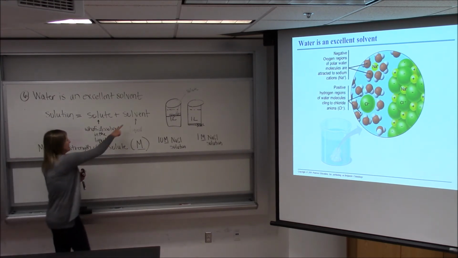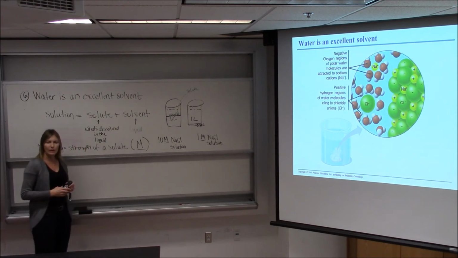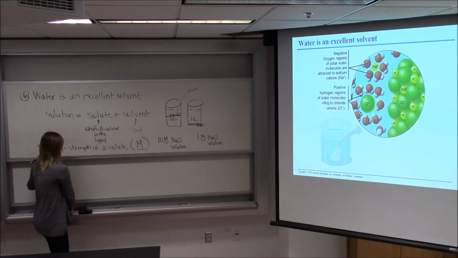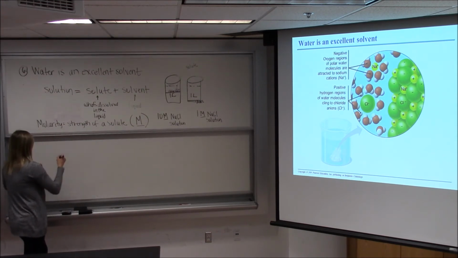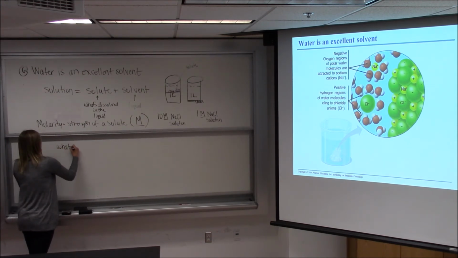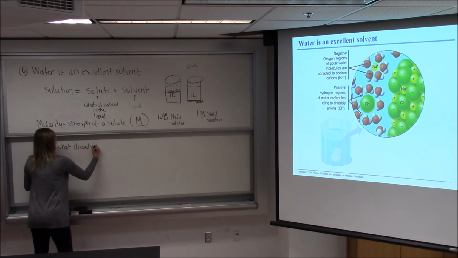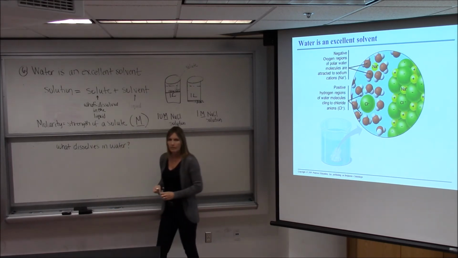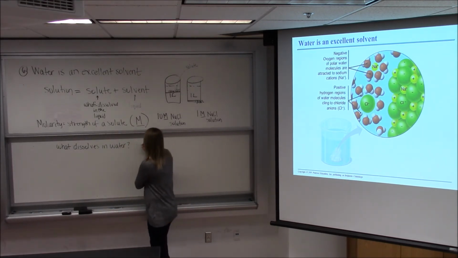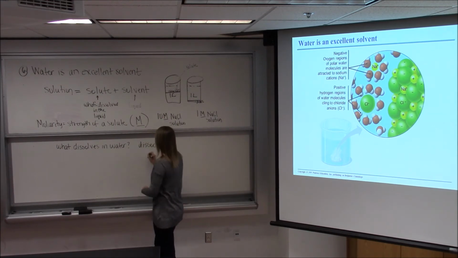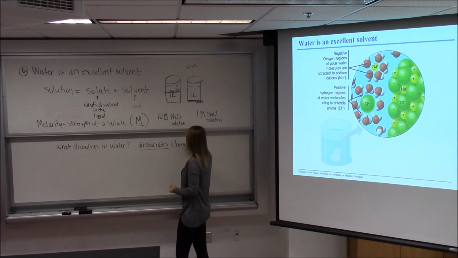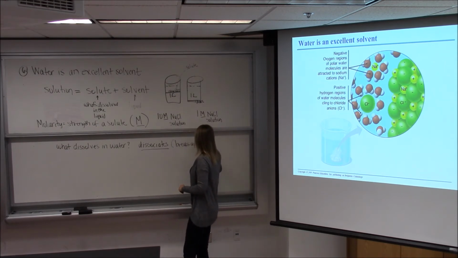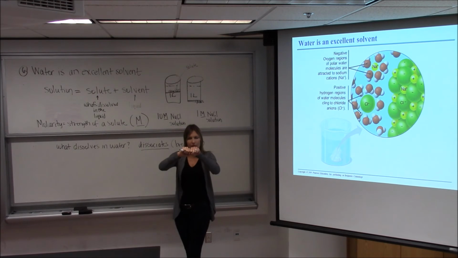Okay, so water is an excellent solvent. Lots of things dissolve well in water. What dissolves in water? What kinds of molecules dissolve in water? Another word for dissolve is dissociate. So what dissociates or breaks apart in water? If things come together, it's associate. If they break apart, it's dissociate.